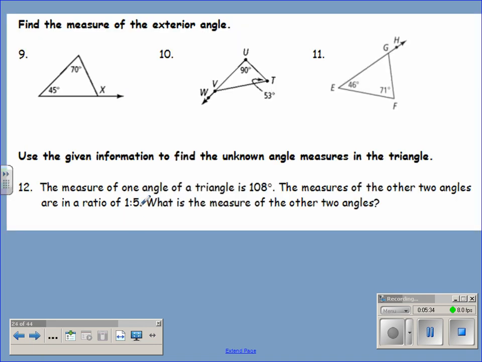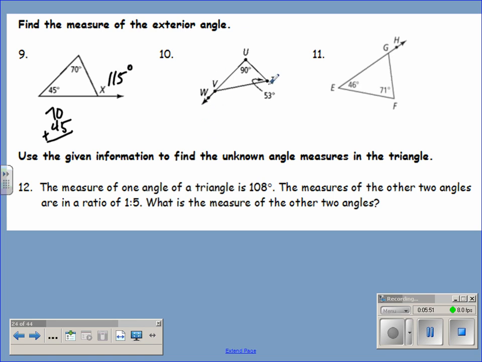All right, let's put some math to it. So we have an exterior angle here. It is going to be equal to the sum of the two angles furthest away. So all we need to do is 70 plus 45, and that will give me the exterior angle. So therefore, it'd be 115 degrees.